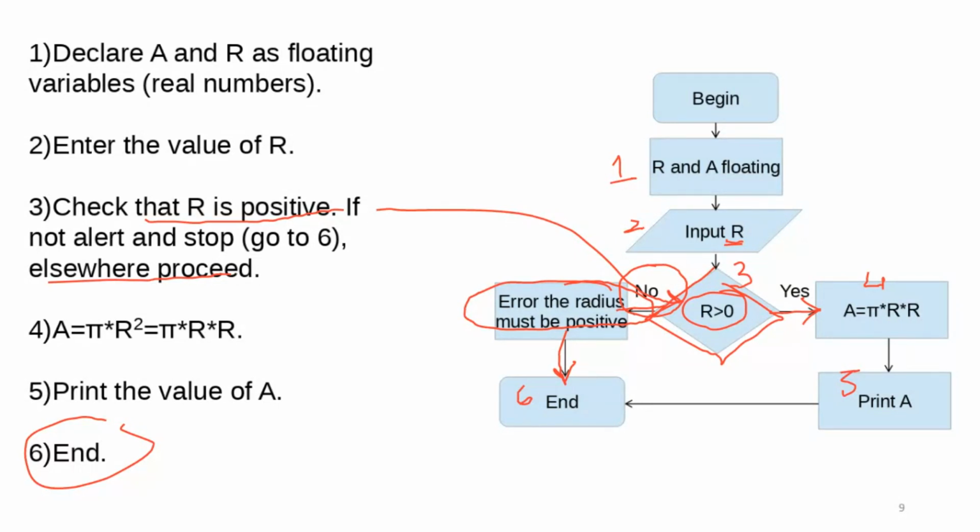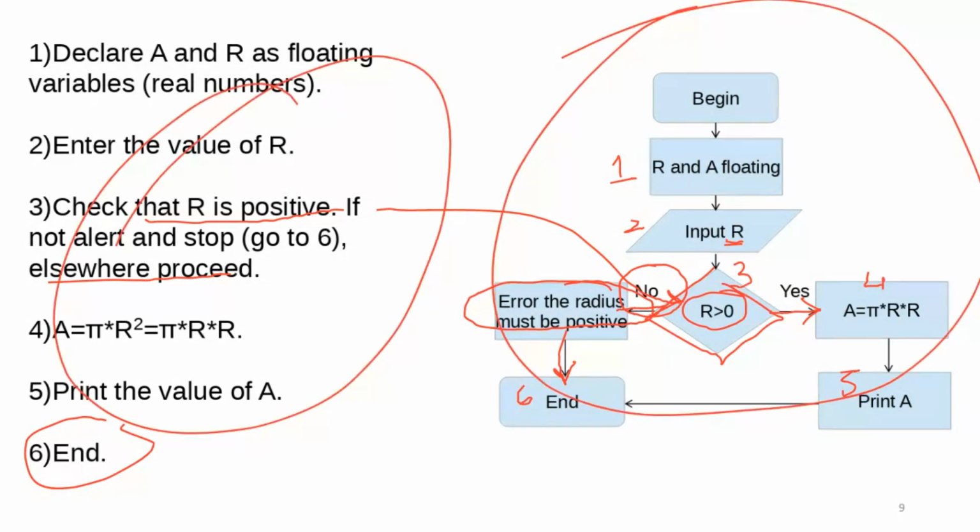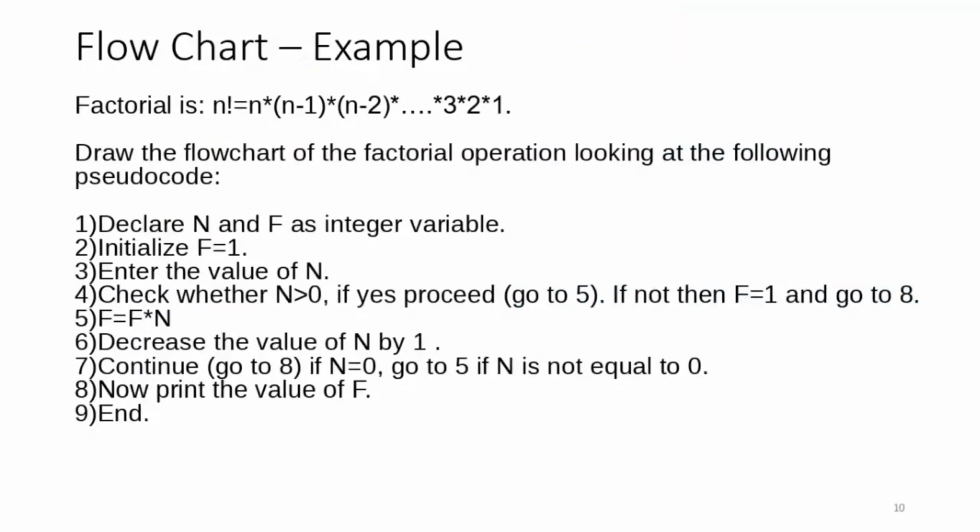Everybody comfortable with this? So you should know how to draw this thing from this, and you should also know how to go from there to there and how to go from there to here to there. Let's take one more example. Here we have to make the flowchart to find the factorial. You know the factorial? N factorial is nothing but n times n minus 1 times n minus 2 times ... 3, 2, 1. Okay. Now this is the pseudocode that we have to use and draw the flowchart.